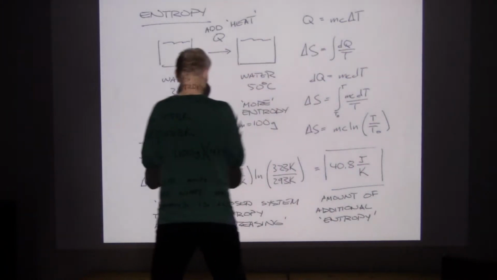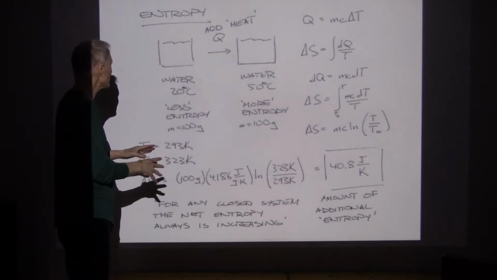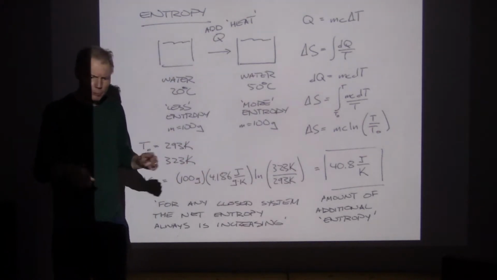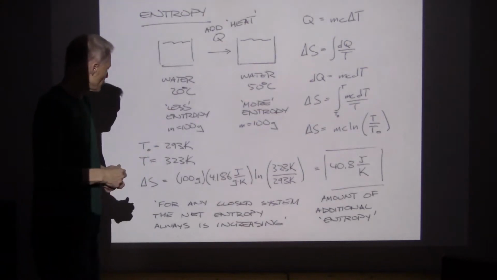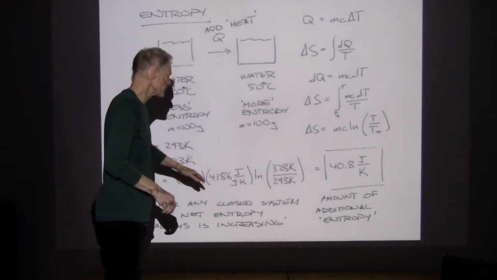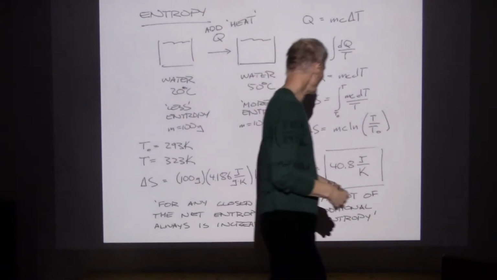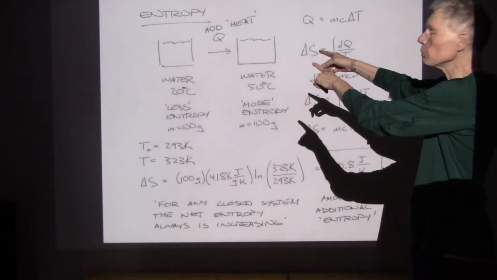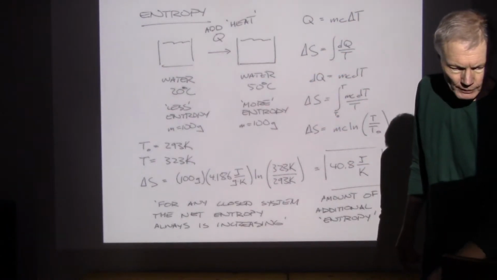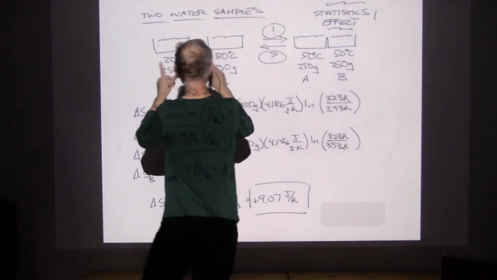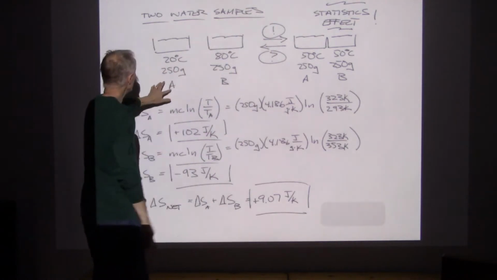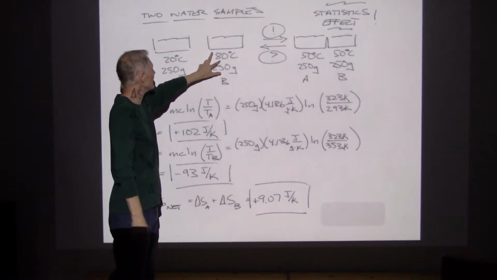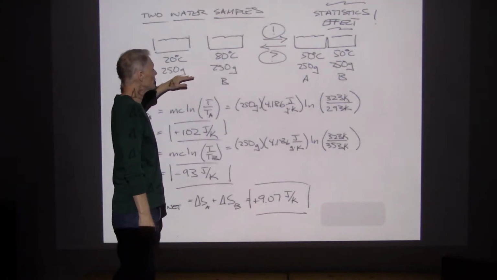Now, what the second law of thermodynamics says is that for any closed system, the overall entropy goes up. So entropy is always increasing. Let's look at another example and see an example of this. Now this is just one sample of water being heated. Now I'm going to move on to two samples of water, sample A and sample B. This one I'm going to start out at 20 Celsius and this one at 80. Each one is 250 grams.